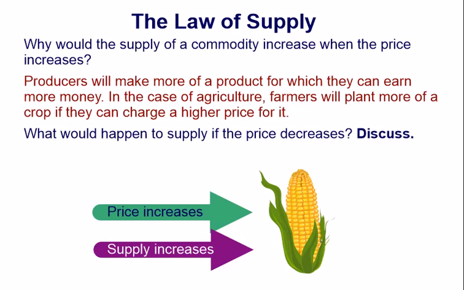Producers will make more of a product for which they can earn more money. In the case of agriculture, farmers will plant more of a crop if they can charge a higher price for it. What would happen to supply if the price decreases? Discuss.